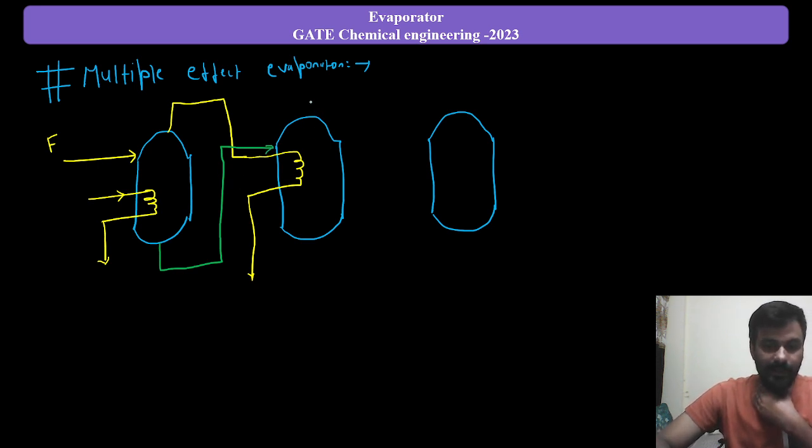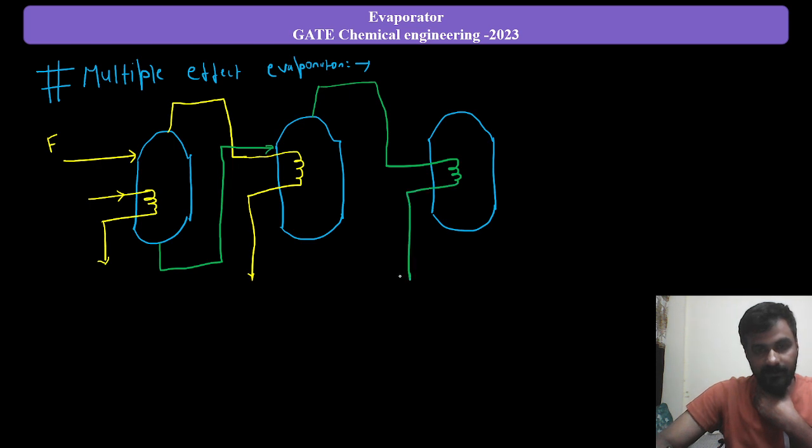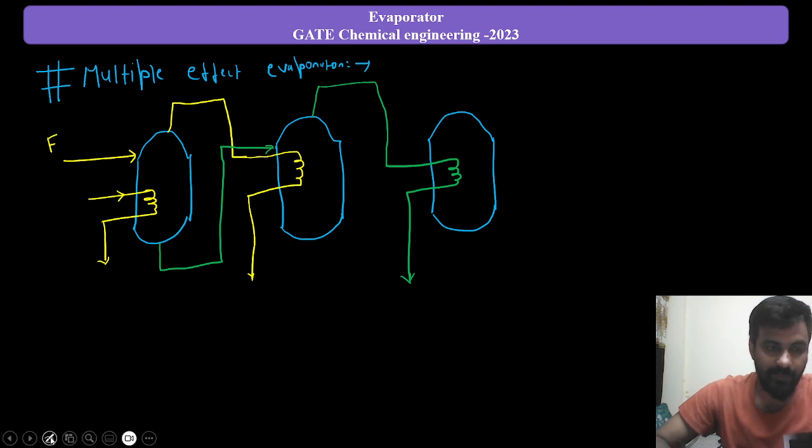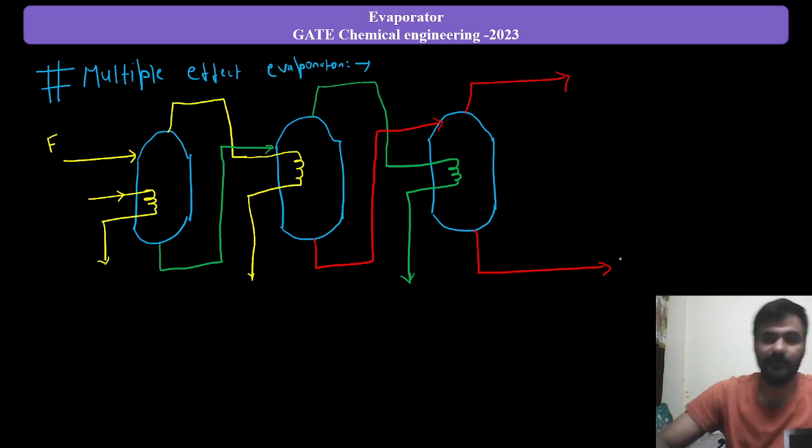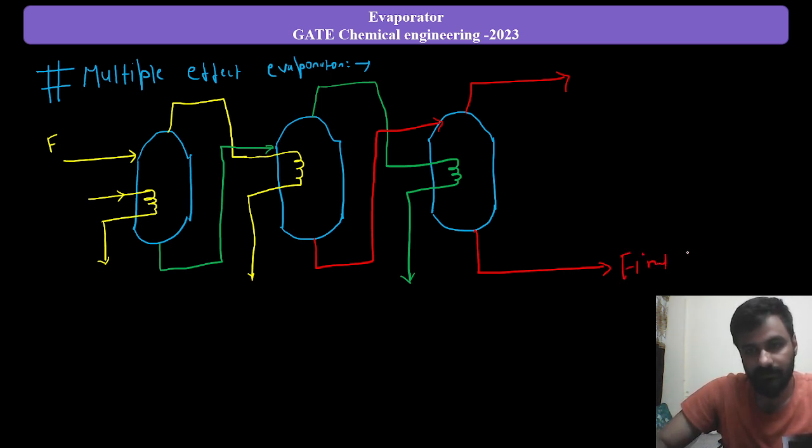Again the vapor from the top of this evaporator will go for heating the feed of the third effect, and the bottom of the second effect will work as feed for the third effect, right? Finally you will be getting the final product from here. So here you are supplying feed in the multiple effect evaporator.